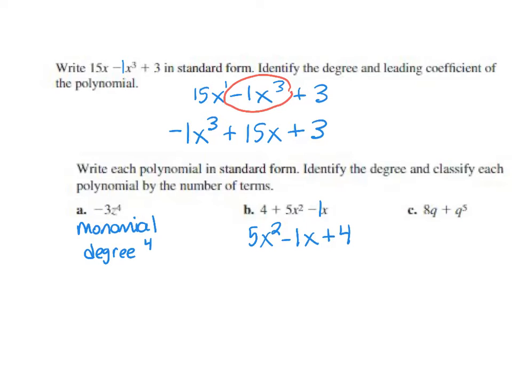This one is a binomial, which is also a polynomial. So we're going to classify. I need to go back and classify this as a trinomial. I said it, but I didn't write it. This is 2 terms, so it's a binomial. And we start with the biggest degree, so 1q to the 5th plus 8q. They are not like terms, so you can't add them together.